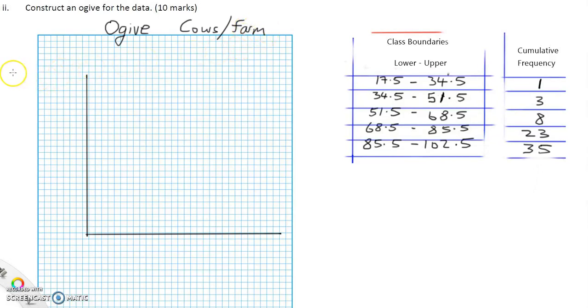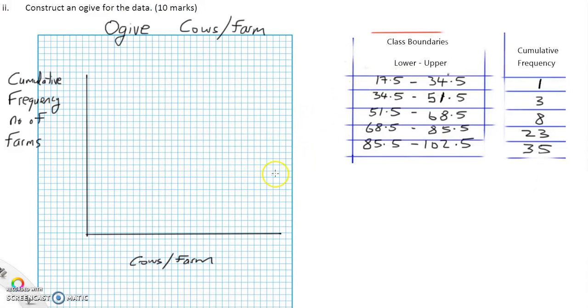And on the left side here, the vertical axis, we always have the cumulative frequency. So the cumulative frequency would be, in this case, the number of farms. And on the horizontal axis down here, we're going to have cows per farm. That's our title, but we're always using the class boundaries.